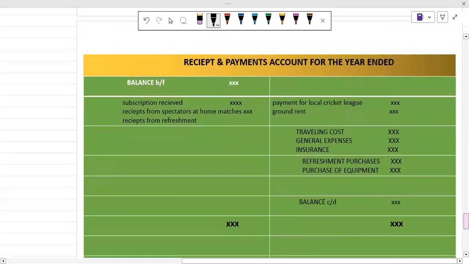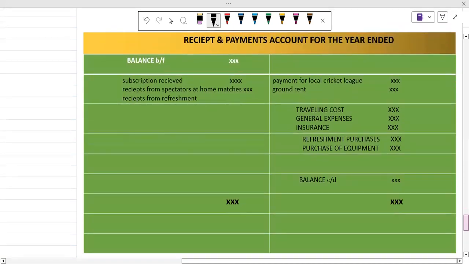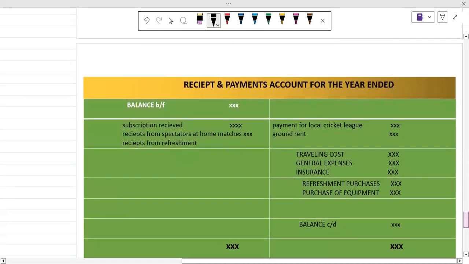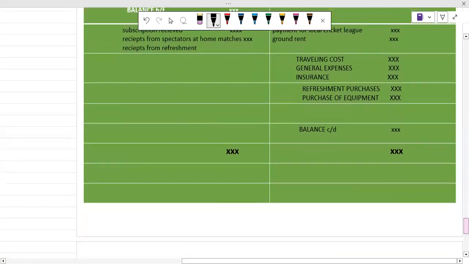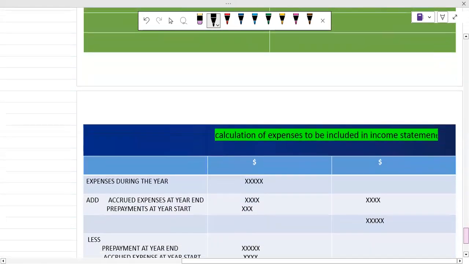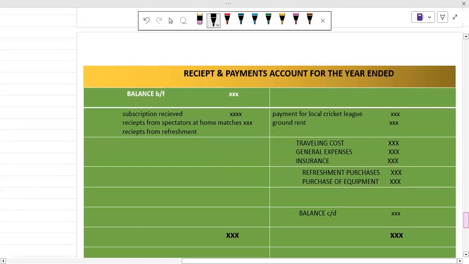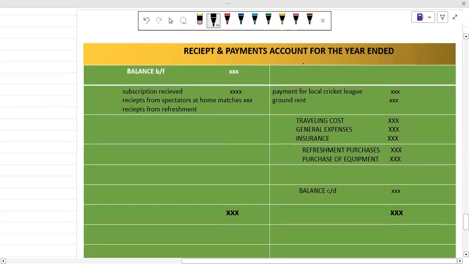Okay. So this is our receipt and payment account. It should start from the start, but I don't know why I just put it at the end of this lecture. But okay, we are going to discuss this also. So let's discuss this. Receipt and payment account for the year ended. The receipt and payment account is just like a cash book. I already told you that this is just like a cash book.